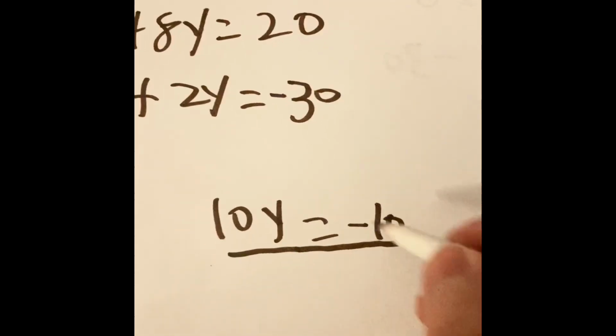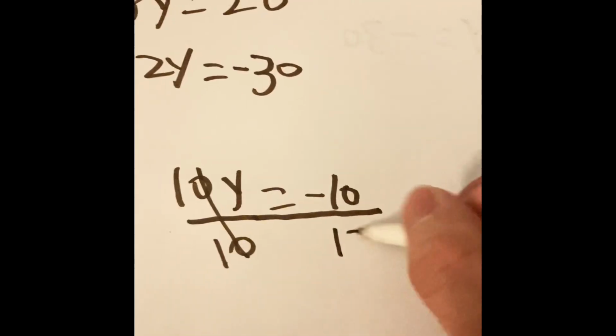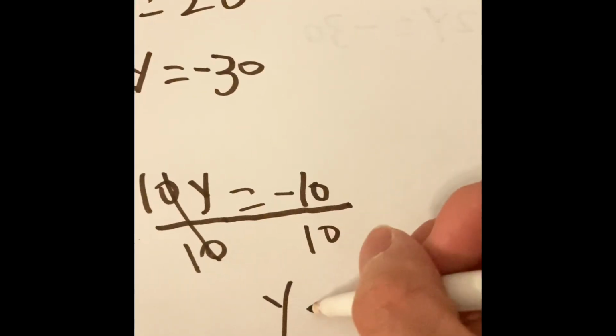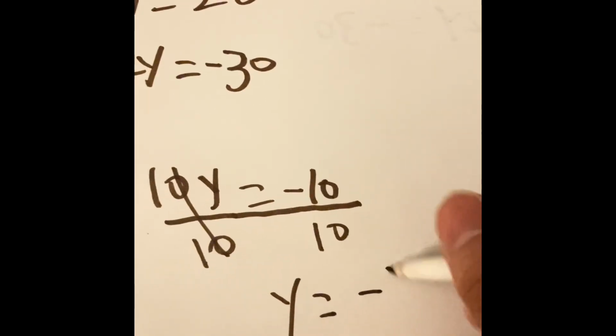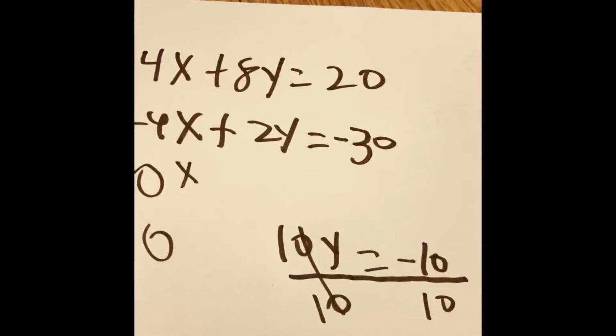This time, what is y? So, why does this happen? 10y divided by 10 is just y, and negative 10 divided by 10, y is going to equal negative 1. So we're going to insert that in here.